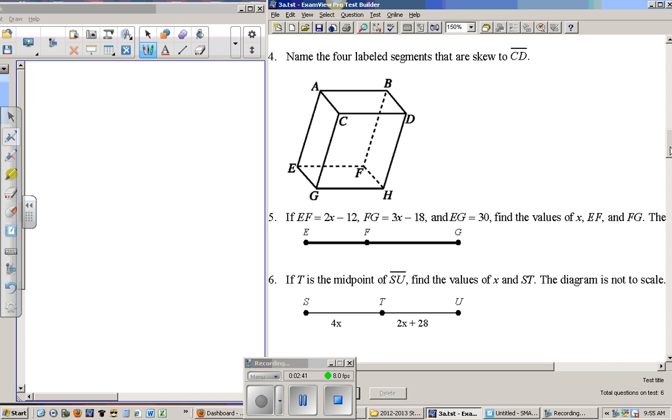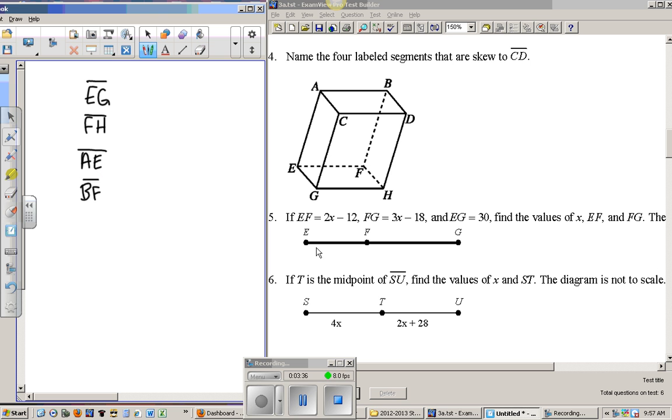Number 4, talking about skew lines. Skew lines are non-coplanar and non-intersecting lines. We want to know what the skew lines are for line segment CD. Here's CD. The skew lines for CD would be EG, a segment going down through here. Also FH. Here's my line CG. EG and FH will not touch. Also, AE and BF. Those are my 4 skew lines to segment CD.